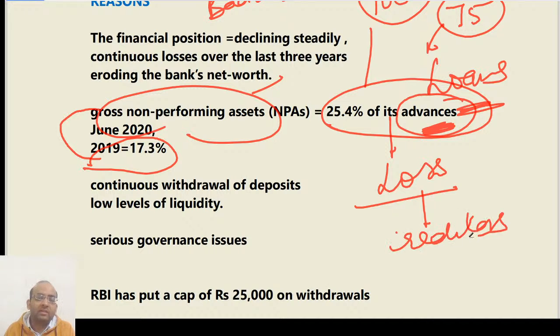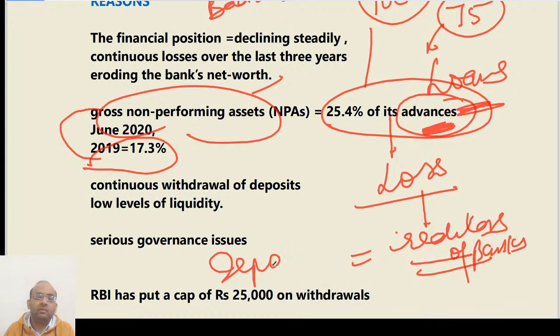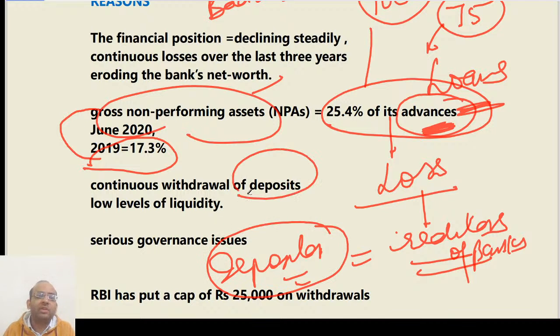I have told you in the previous class also who the creditors of a bank are. Who are the creditors of a bank? Depositors. Creditors of a bank are depositors. You deposit money in the bank, it means you lend money to the bank. The bank is now your creditor. So depositors get scared. They withdraw their deposits from the bank.